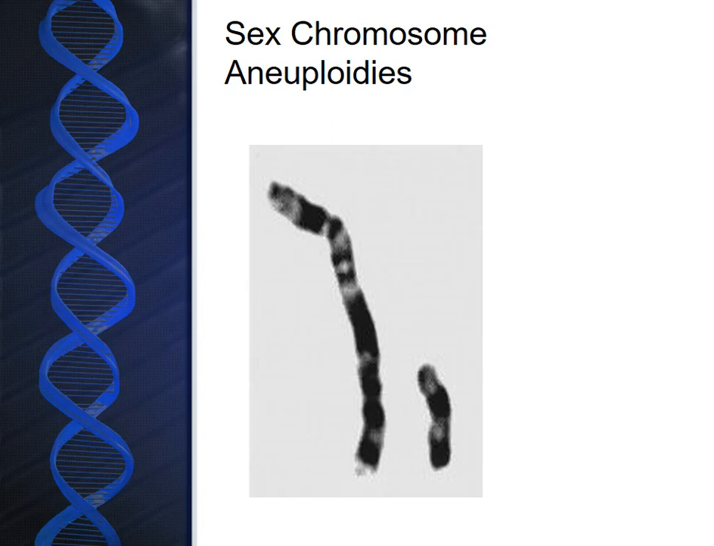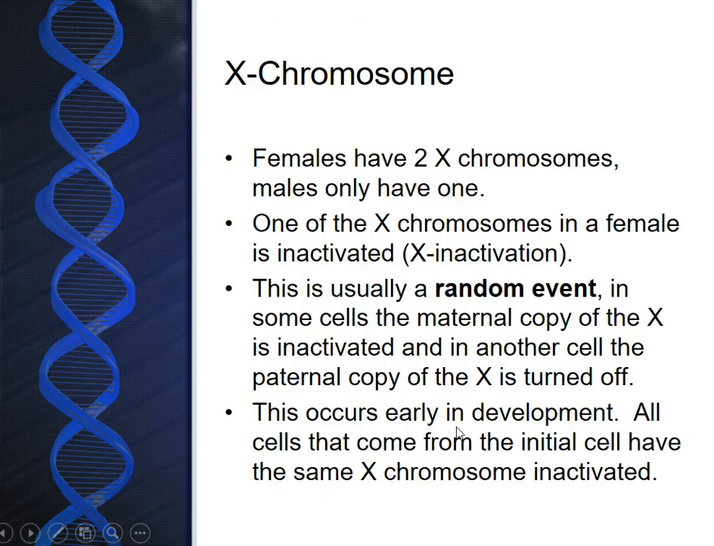Sex chromosomes are different than all the autosomes in that they can look different. Females have two X's, but males have an X and a Y. One of the X chromosomes in females, because they have additional genetic material, is actually turned off. This is usually a random event.